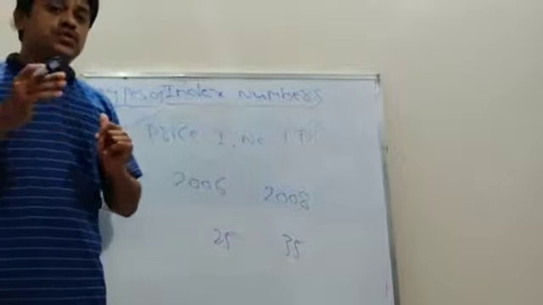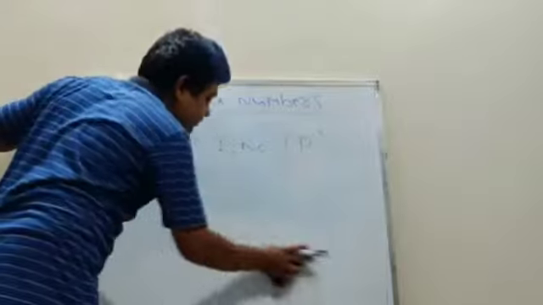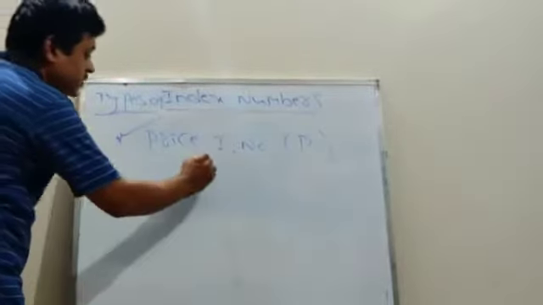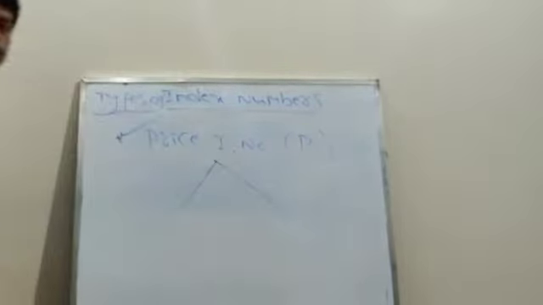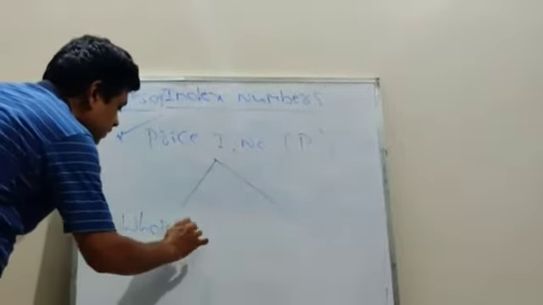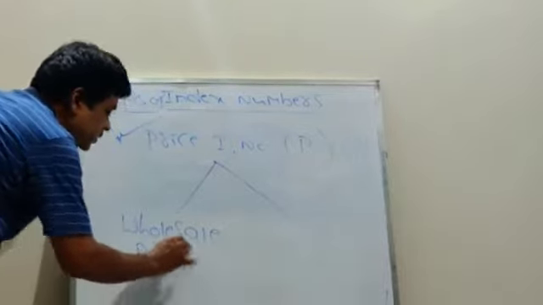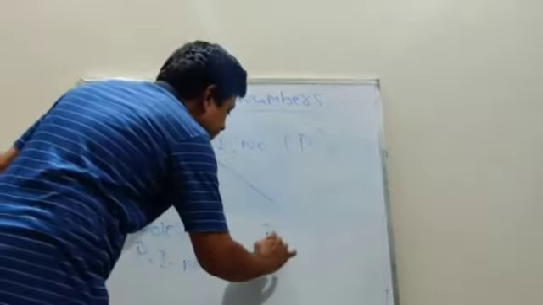This price index number is also divided into two parts. Again, we divide it into two parts. First one is wholesale price index number. The second one is the retail price index number.